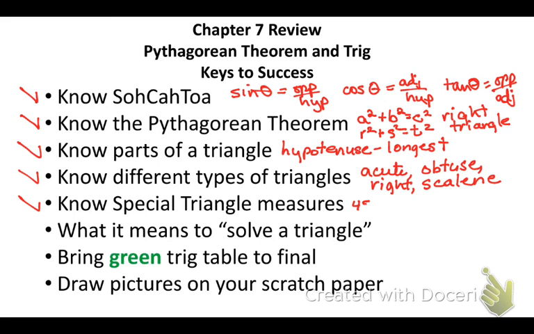Know your special triangle measures. So we have 45, 45, 90 degree triangles, and we have 30, 60, 90 degree triangles. Those are special triangles where the measures of their sides are very specific. They're very easy to find. And if you come upon a problem that uses special triangles, but you forget that it's a special triangle, you may be able to get the problem right, but it will take a lot longer. So recognize when it's a special triangle. We'll also talk a little bit about what it means to solve a triangle.